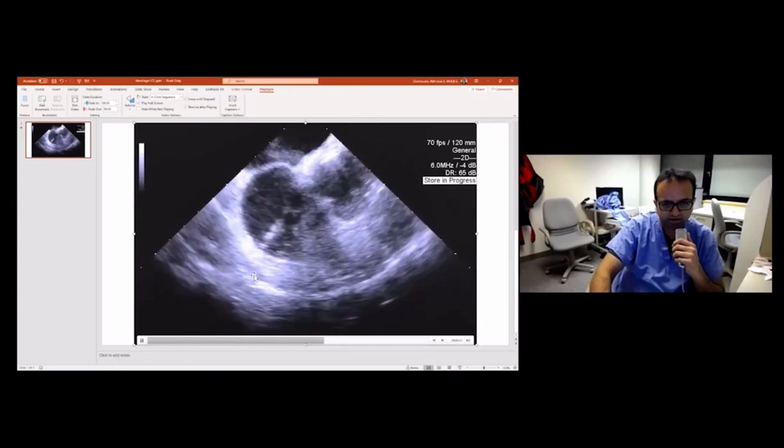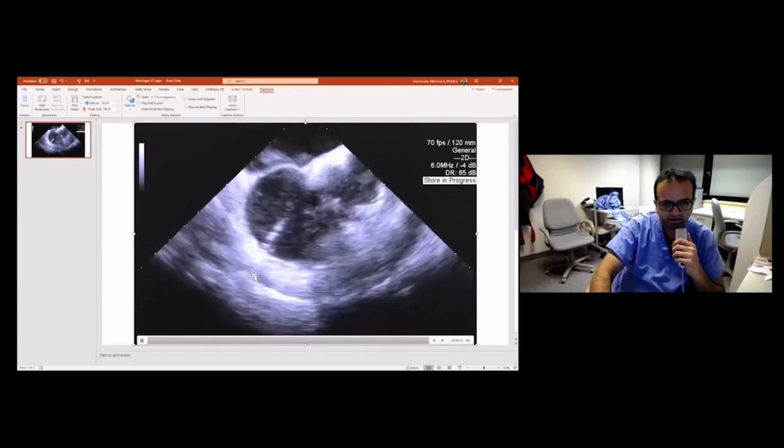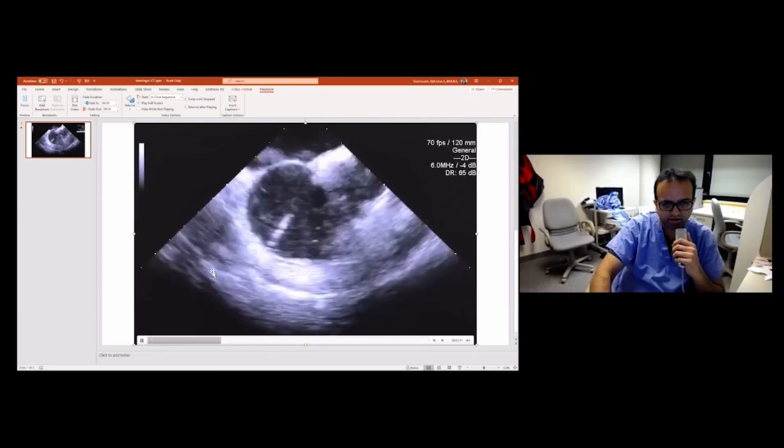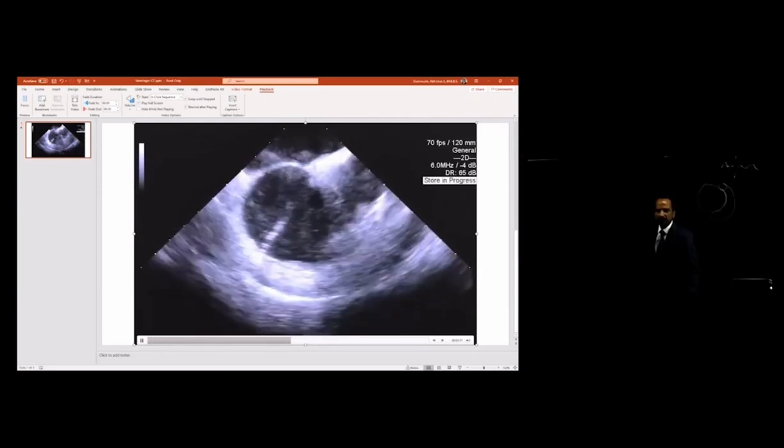I think we lost you there, Abhishek, but thanks for sharing that. Neutral line while ablating from the left atrium. Thanks a lot, Abhishek. Okay.